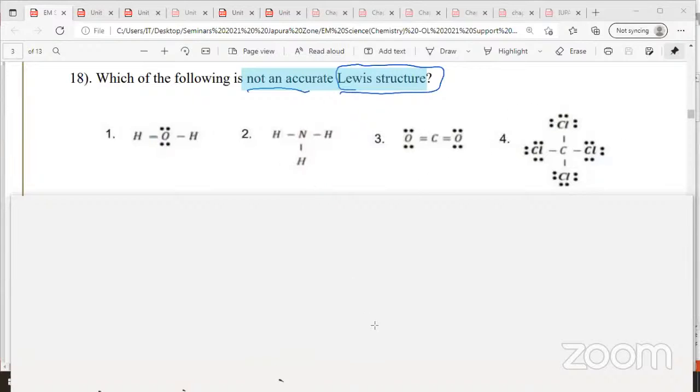How come the second? What is missing? This is the incorrect one. Who can tell me why the second one is wrong? Indunil? Lone pairs are missing. Very good, Indunil. Please write: lone pairs on the nitrogen atom are missing. That's why it's incorrect.